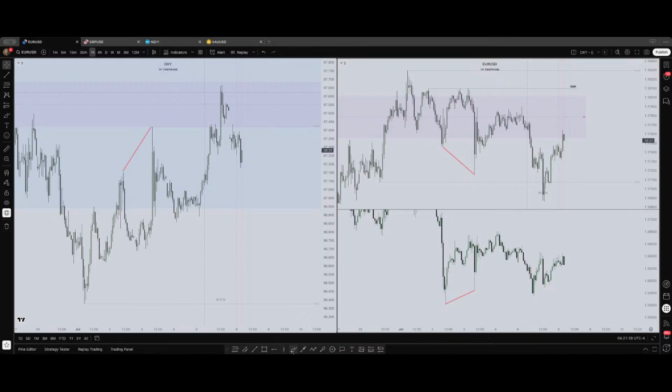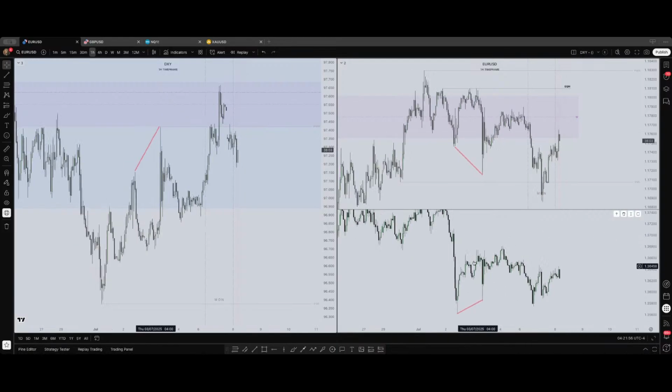So that is the SMT divergence. We would like to expect here in GBP USD also a lower low, but as you can see, price wasn't interested, so it was very strong, still on the bullish side. So if you have these signatures, if you see the dollar doing a higher high and one of these two is not doing that, you can expect a change of direction.